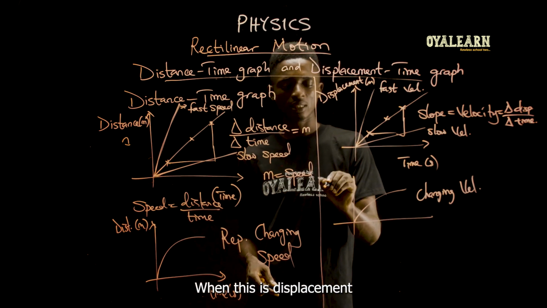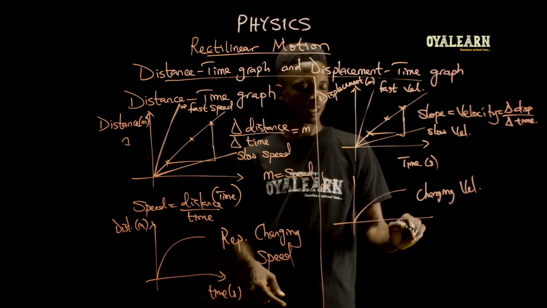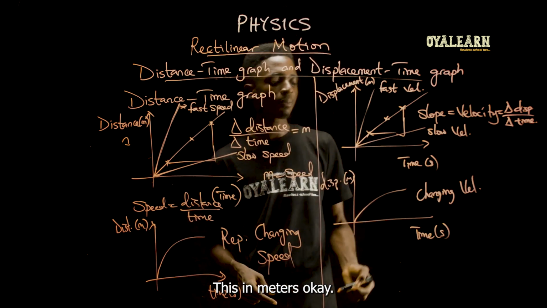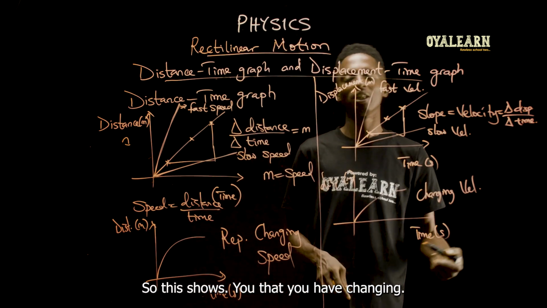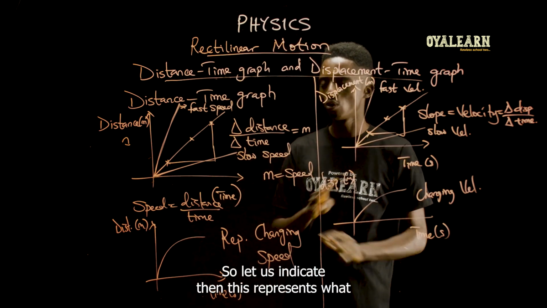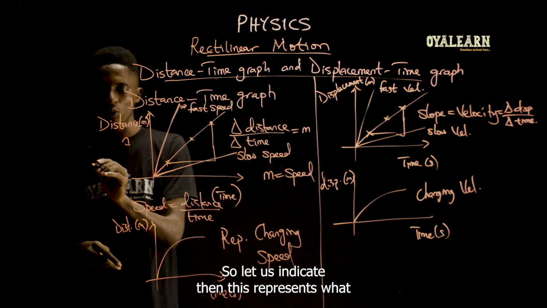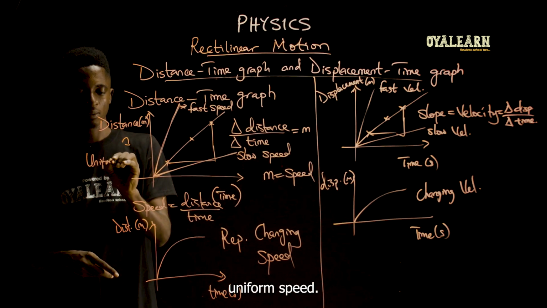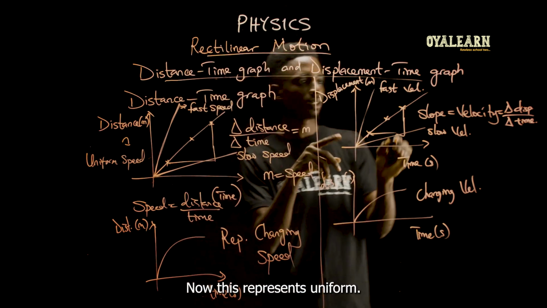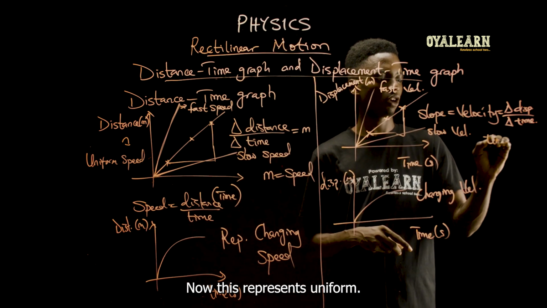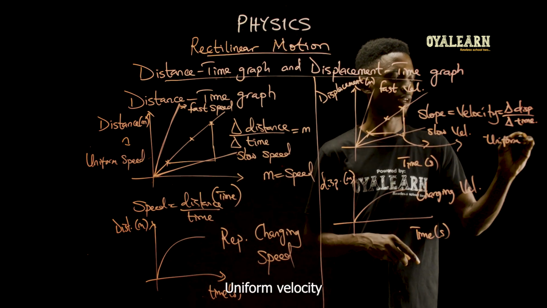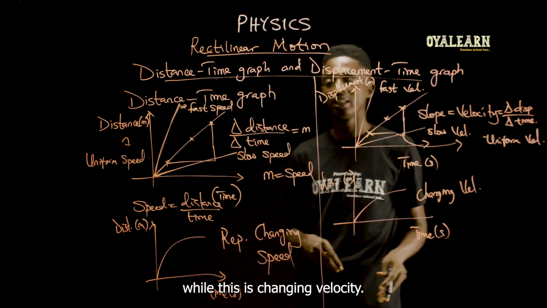When this is displacement and this is time in seconds, this in meters. Okay, so this shows you that you have changing velocity, while this tells you that you have uniform velocity. So let us indicate them. This represents what? Uniform speed, while this represents changing speed. Now this represents uniform velocity, while this is changing velocity.